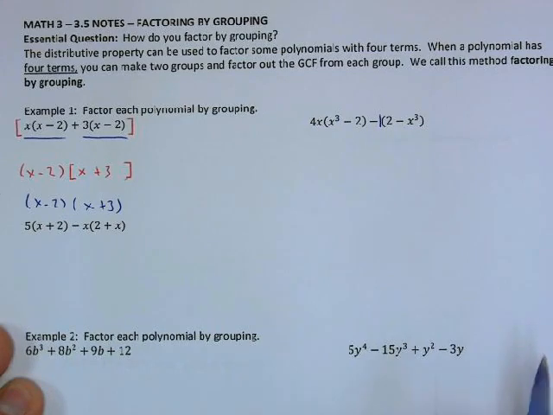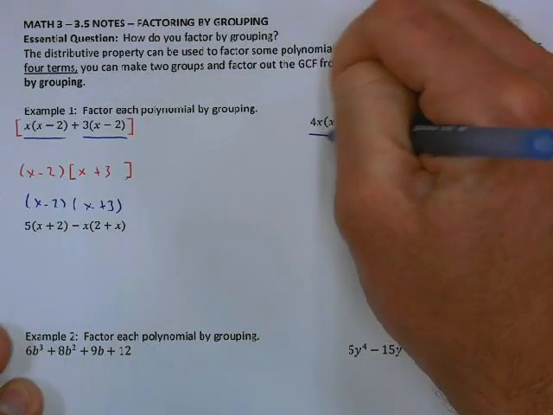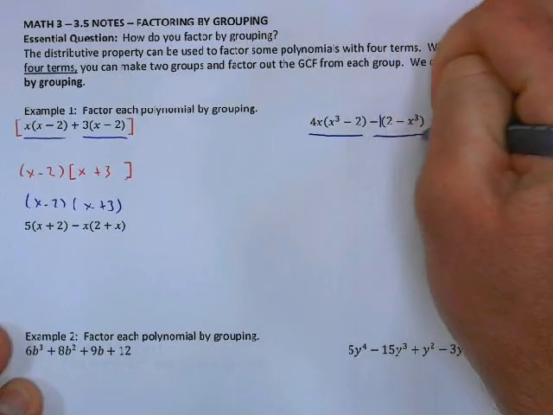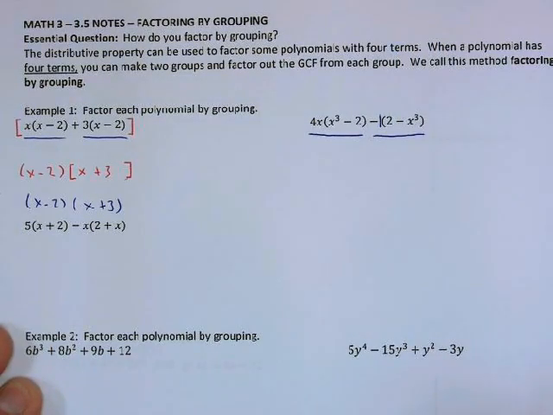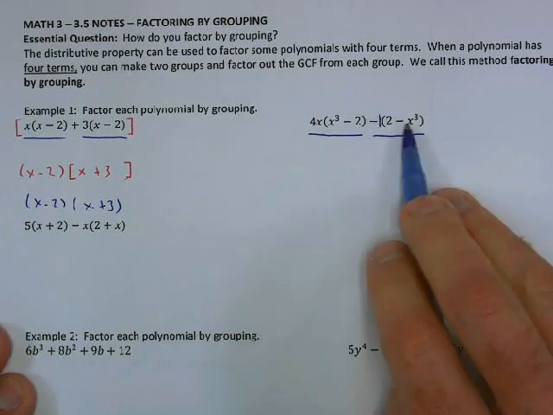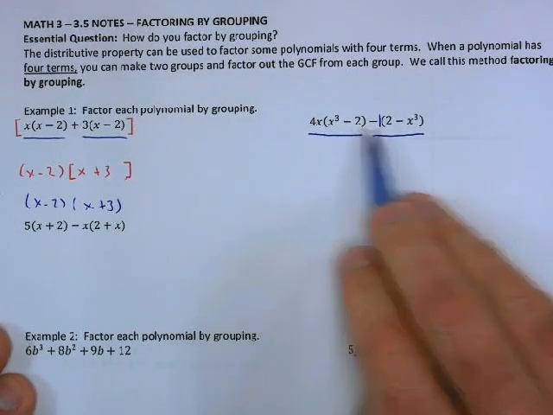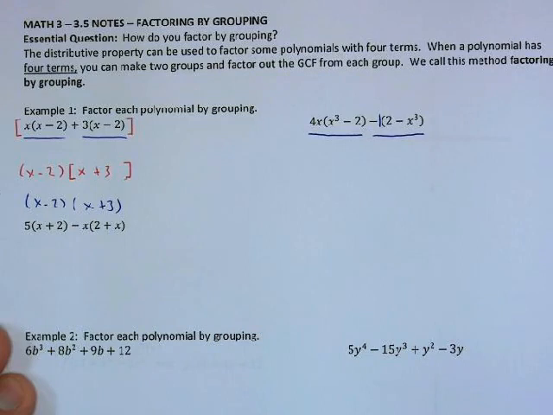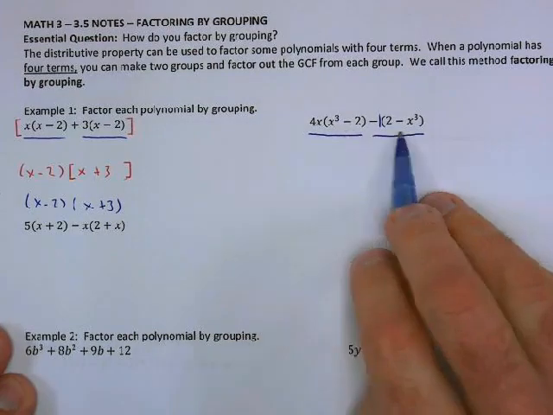Okay, and then, well, I've got this big term and this big term. What do those two things have in common? Well, nothing. They almost have something in common. I've got an x cubed here and negative x cubed here. I've got a negative 2 here and a positive 2 here. So they're almost the same except for their signs. So if the only thing I want to change is the signs, then we want to take out a negative from one of our two binomials here.